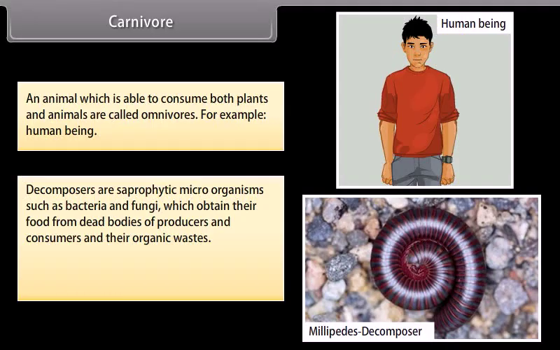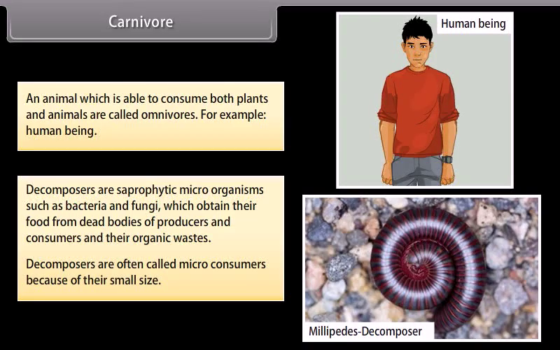Decomposers are saprophytic microorganisms such as bacteria and fungi, which obtain their food from dead bodies of producers and consumers and their organic wastes. Decomposers are often called microconsumers because of their small size.